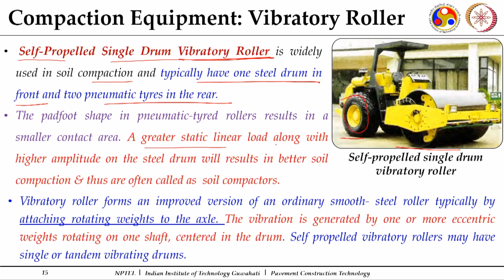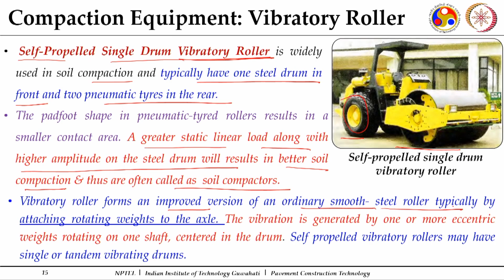A greater static linear load along with higher amplitude on the steel drum will result in better soil compaction, and as I mentioned, these are many times known as soil compactors also. Vibratory roller forms an improved version of an ordinary smooth steel roller. We have seen earlier the steel rollers, 3-wheel rollers, static 3-wheel rollers, static 2-wheel rollers, smooth wheel rollers. This vibration is attained through attaching rotating weights to the axle, so that helps you to give the vibratory actions here.